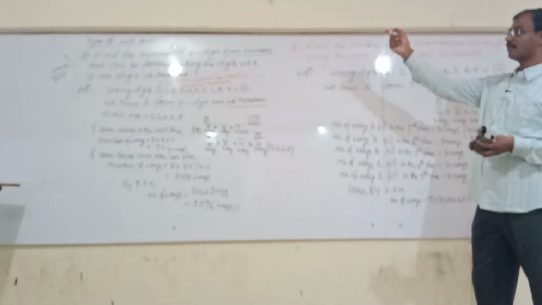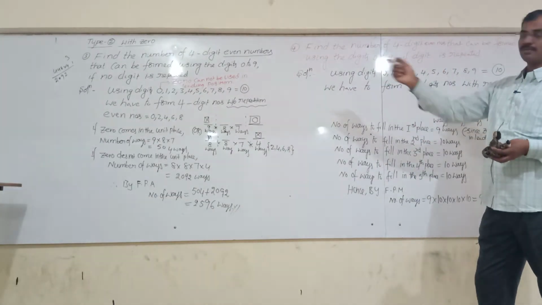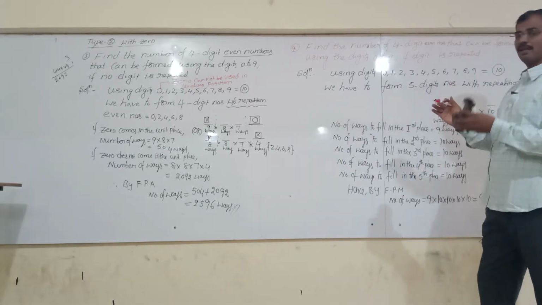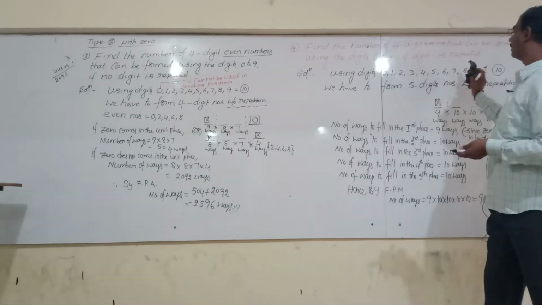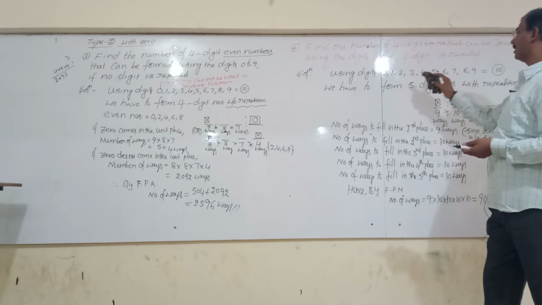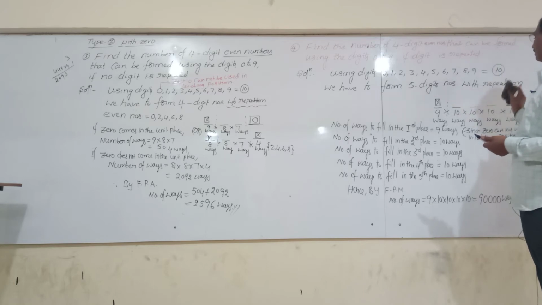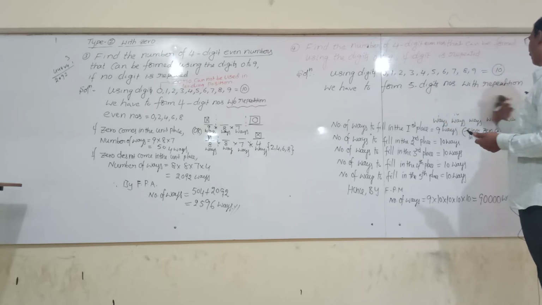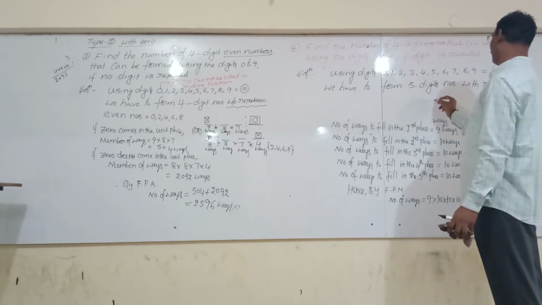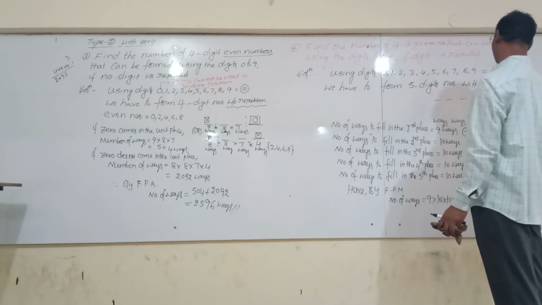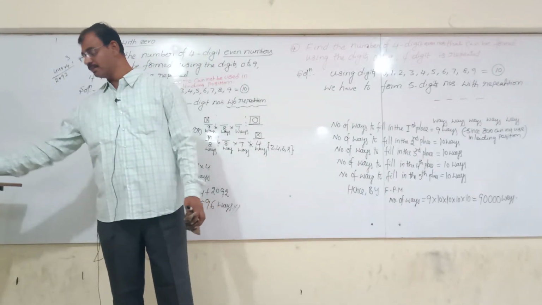This is the case where digits are repeated, unlike the earlier one where digits were not repeated. In this case it is very easy. Why is it easier than that method? Because repetition means we can easily reuse the same numbers. Using digits 0, 1, 2, 3, 4 up to 9, the total number of digits is 10. Mainly we have to draw the box diagram. For 4-digit even numbers, how many ways can I fill? I take 4 positions here like this.